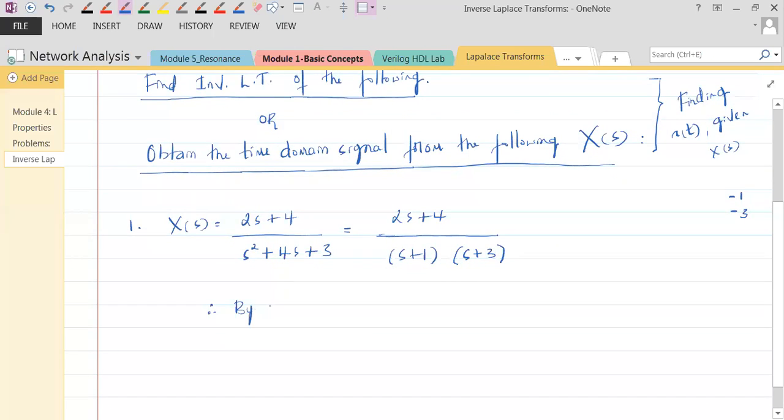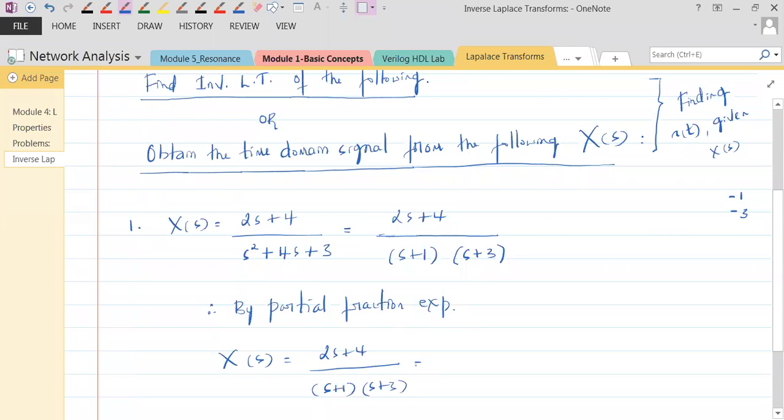by the partial fraction expansion method, x of s can be written as 2s plus 4 divided by s plus 1 into s plus 3, what we have there after factorization, can be written as a by s plus 1 plus b by s plus 3.